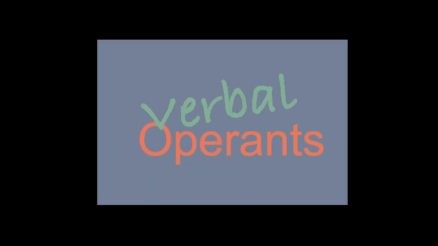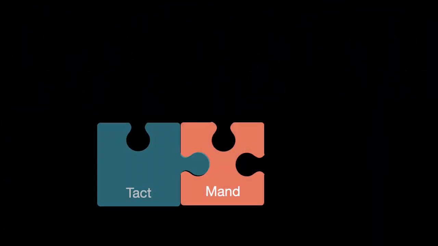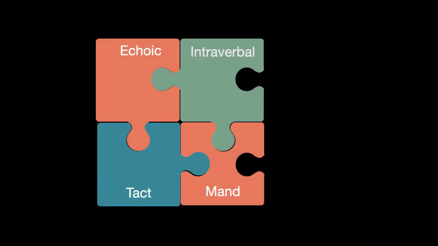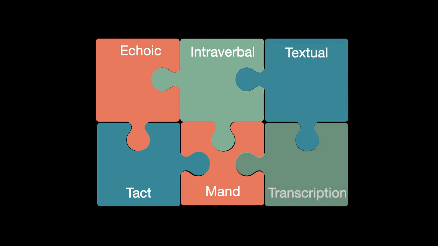In ABA, the verbal operants are functional units of language that help us understand how language develops and functions in different contexts. They represent the different ways that people use language. There are 6 main verbal operants: mands, tacts, echoics, intraverbals, textual behavior, and transcription.